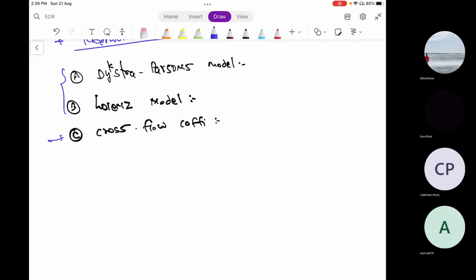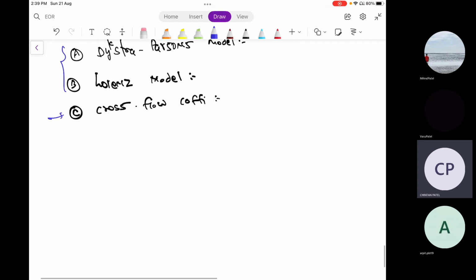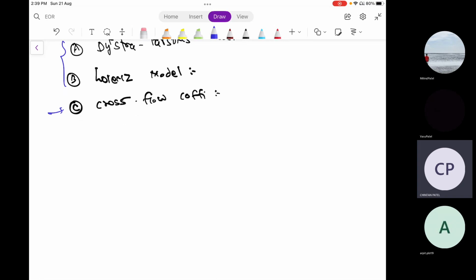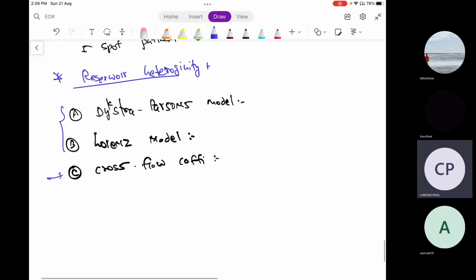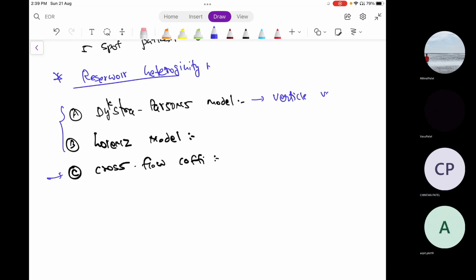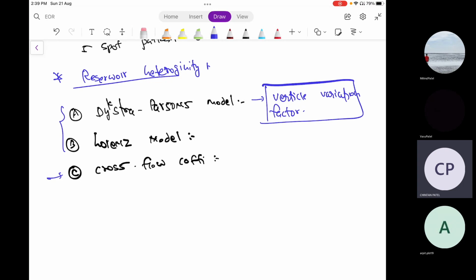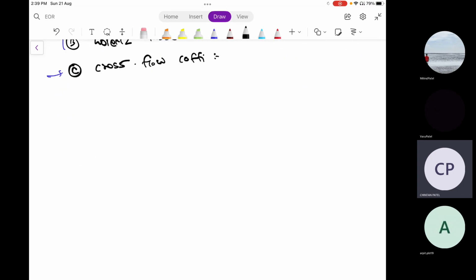Yes, sir. Okay. So these are the quantitative and qualitative measurements of heterogeneity. We can say this value provides us the information regarding the heterogeneity. So in this case we are going to calculate the vertical variation factor. What does it mean? So let's discuss the first one.